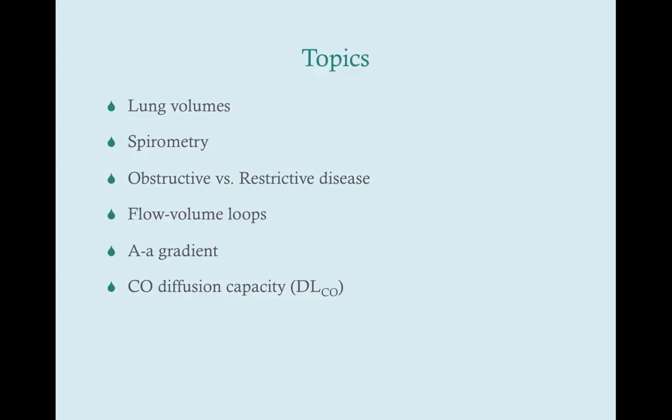Okay, so we're going to talk about lung volumes, then we're going to talk about spirometry, which is a test that involves lung volumes and helps us determine whether the patient has an obstructive or a restrictive disease. We'll talk about what obstructive and restrictive diseases are in very little detail. We'll talk about flow volume loops, and then we'll talk about two different things that can tell us what kind of disease we have other than obstructive and restrictive diseases, which are the AA gradient and the CO diffusion capacity.